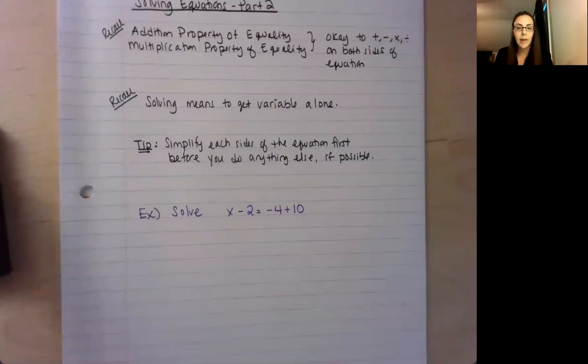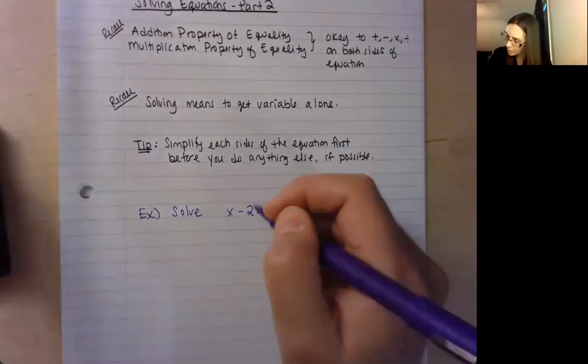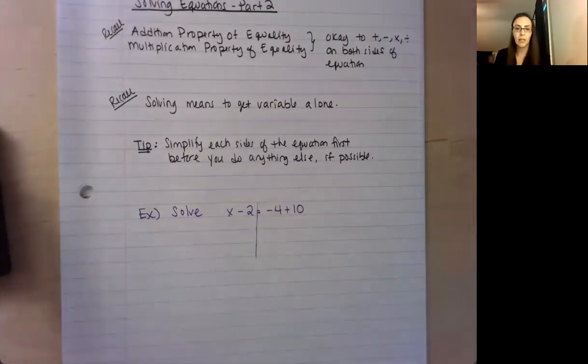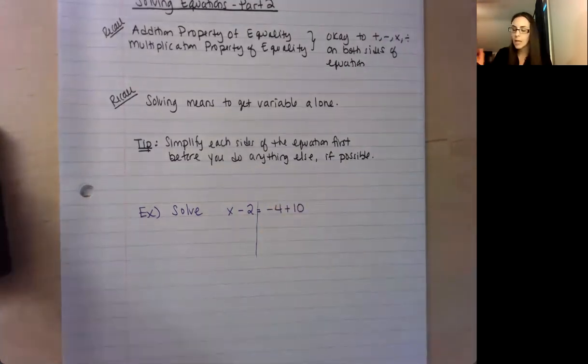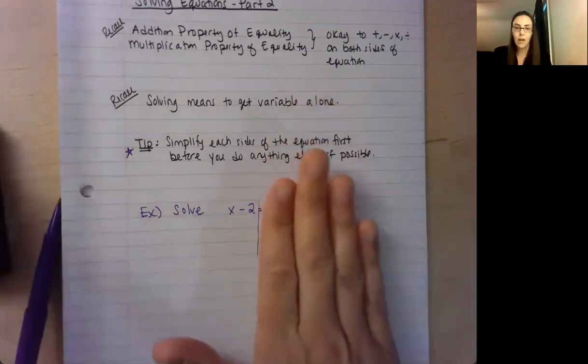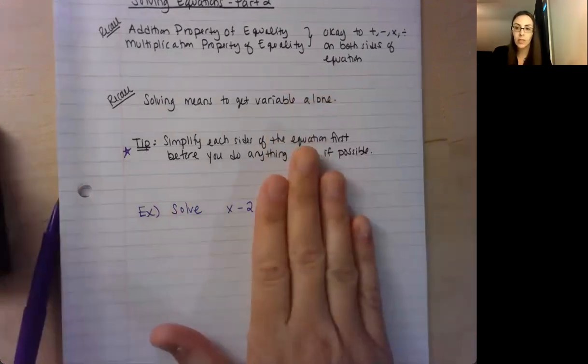So my example is x minus 2 equals negative 4 plus 10. A little bit more complicated than our last video, but not too much more. I'm still going to start by drawing that little line just so I can see each side of the equation. And I'm going to go through my tip first. Is there anything I can do first? Keep in mind, you have to watch for like terms. On the left side, I cannot do x minus 2. I can't put those together.